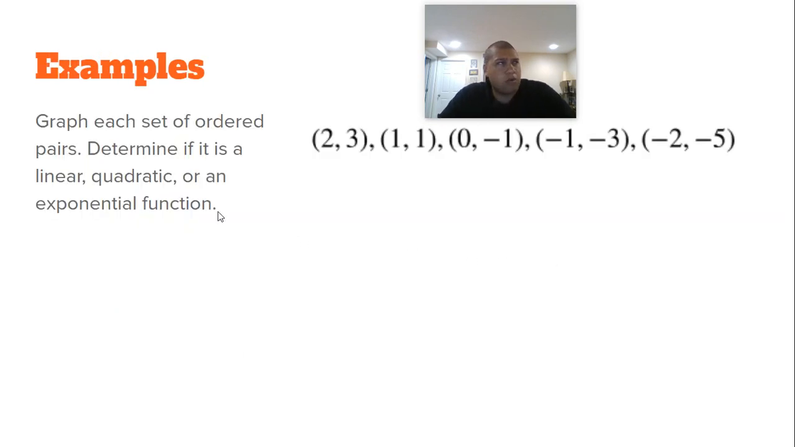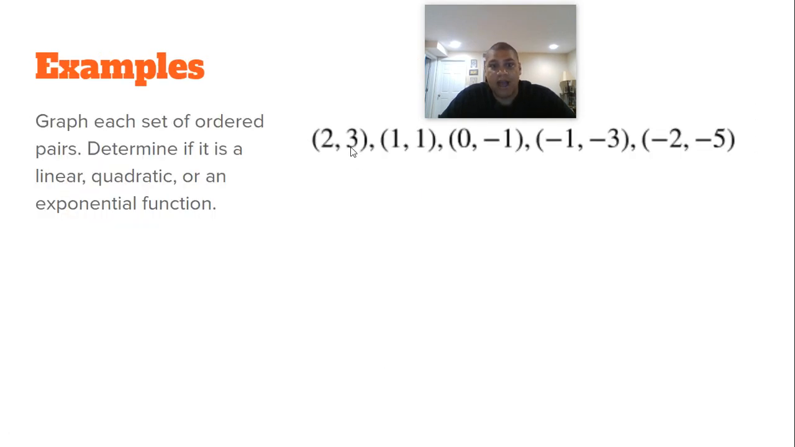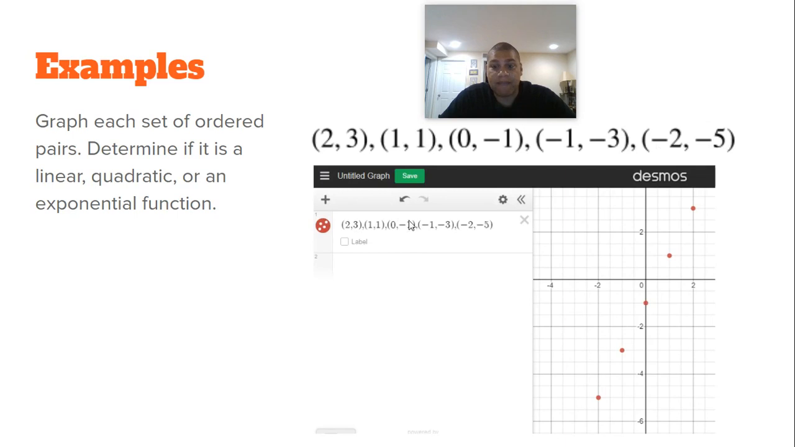Here's what the first four problems of the homework are going to look like. It's going to say graph each set of ordered pairs and determine if it's linear, quadratic, or an exponential function. I'm going to plot these points, and I'm going to see if they look like a quadratic, a linear equation, or an exponential function. Let's try one out. I've got (2, 3), (1, 1), (0, -1), (-1, -3), (-2, -5). And what I'm going to do is go over to Desmos, and I'm going to type them in right here. And what's nice about Desmos is as you type them in, it just plots them automatically.